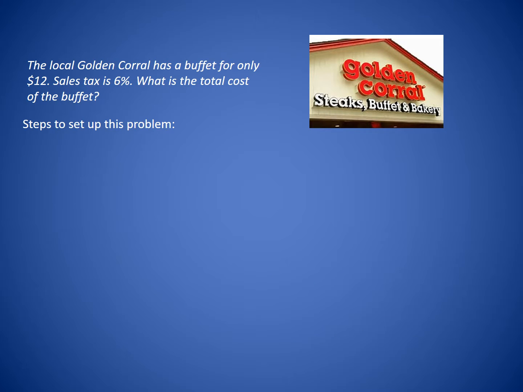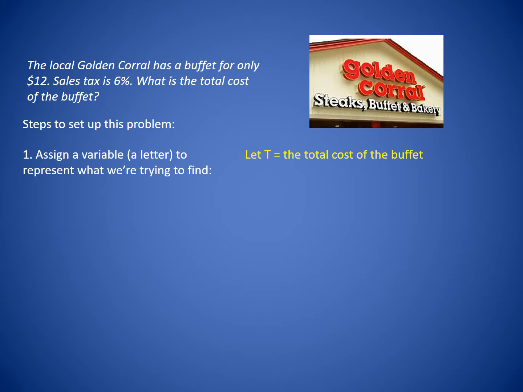The local Golden Corral has a buffet for only $12. Sales tax is 6%. What's the total cost of the buffet? Again, we're going to walk through those same steps that we did in the first one. The first thing we'll do is ask, what are we trying to find here? Again, in the last sentence, it says, what's the total cost of the buffet? So we'll assign a variable, just a letter, to represent what we're trying to find. Since we used T before for the total cost, let's just use T again. This time it's going to represent the phrase, the total cost of the buffet.